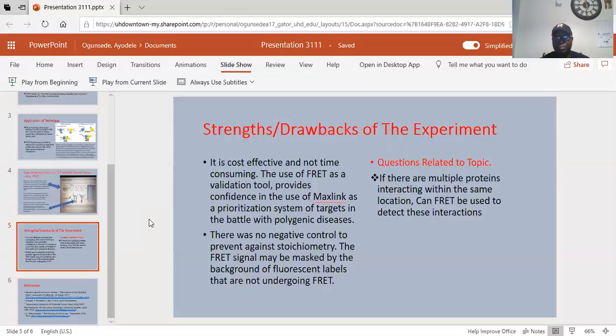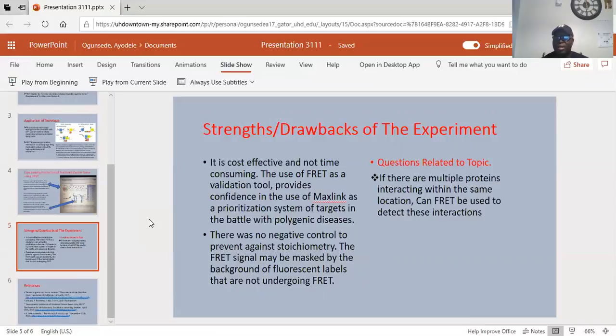Negative drawbacks. There was no negative control to prevent against stoichiometry. The FRET signal may be masked by background of fluorescent labels that are not undergoing FRET.